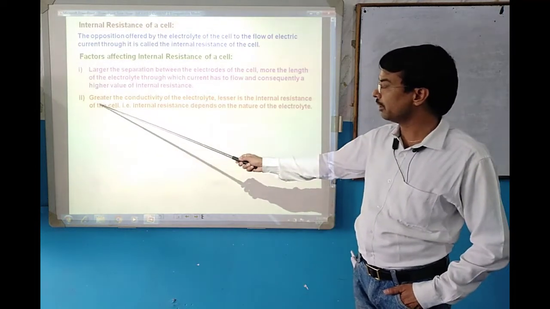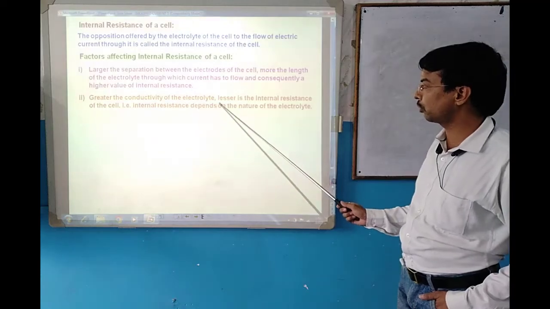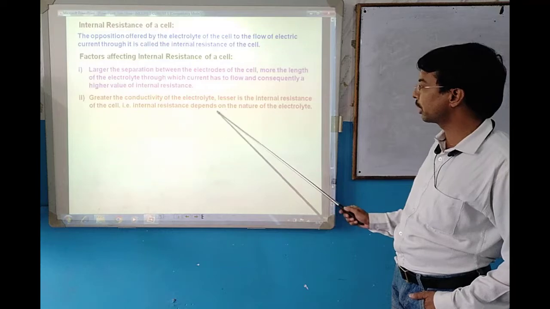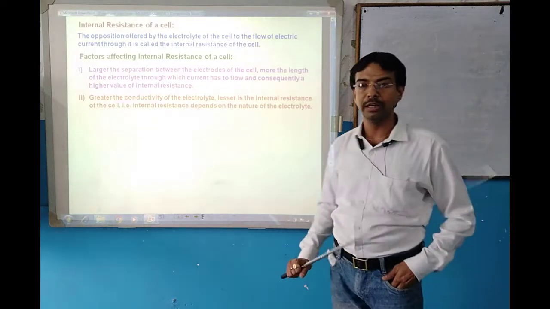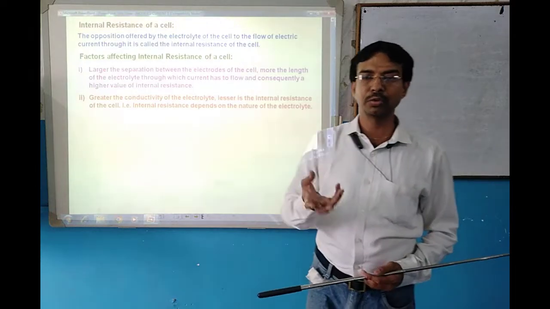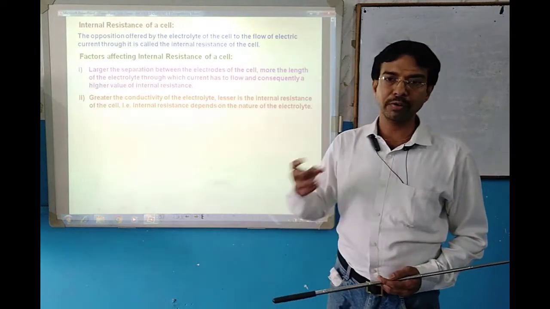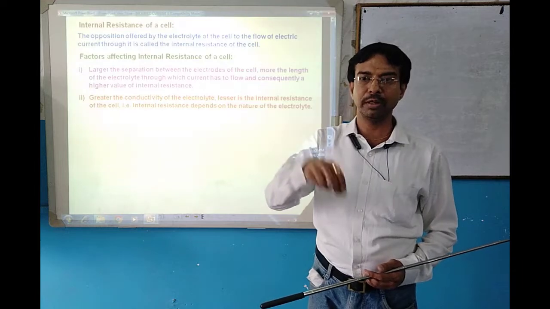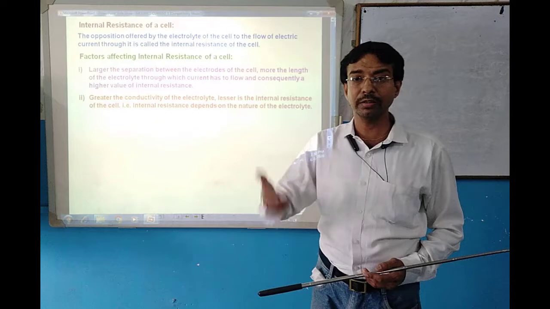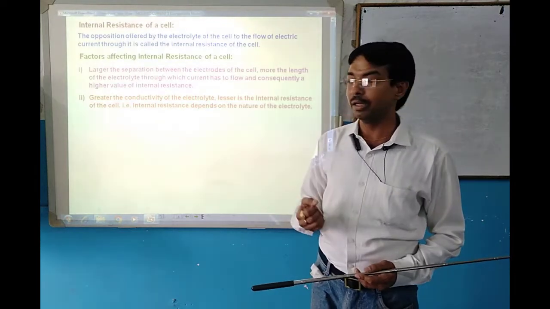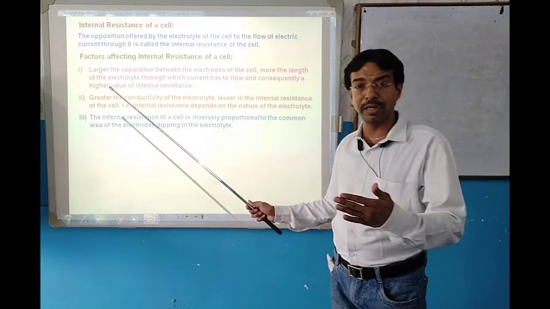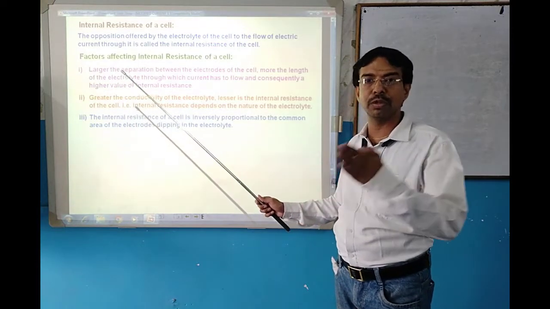And in the second condition, the greater the conductivity of the electrolyte, the lesser is the internal resistance of the cell. That is, internal resistance depends on the nature of the electrolyte. You know very well, in a practical condition, I want to introduce a particular term. You are using a battery inside of an inverter, and after some time you put distilled water inside of it. What are you doing here? You are diluting the chemical inside of the battery so that its nature can be changed. And then its conductivity changes, as charge flows from the negative to the positive terminal.